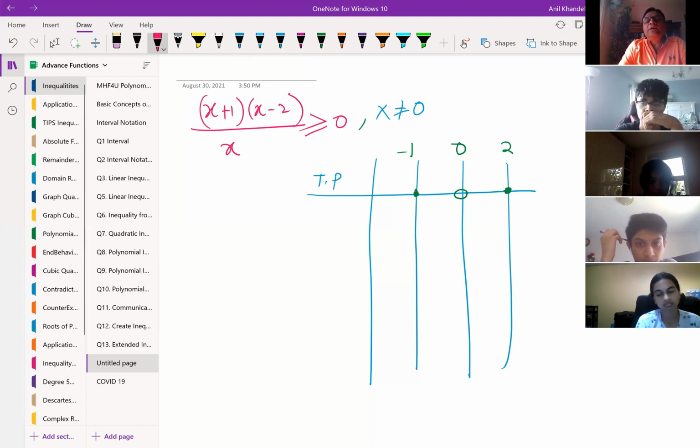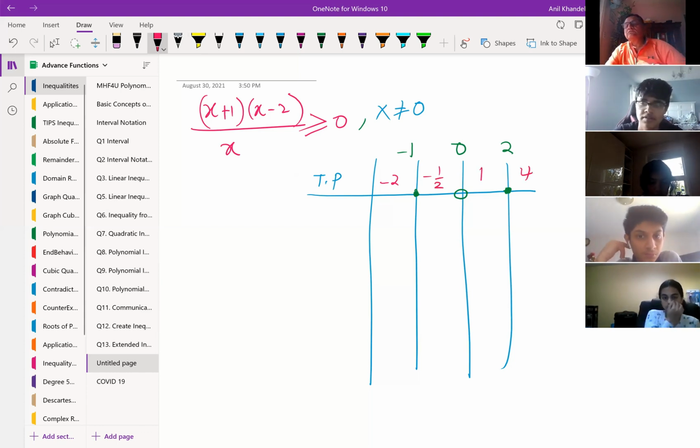So first test point, Hamza, what will you take as a test point in the first interval, minus infinity to minus 1? Minus 2. You always miss the sign. Not good. Sorry, minus 2, that's what I meant. You're going to make a mistake in the test paper based on the response I'm getting from you, right? Okay, now write down these.